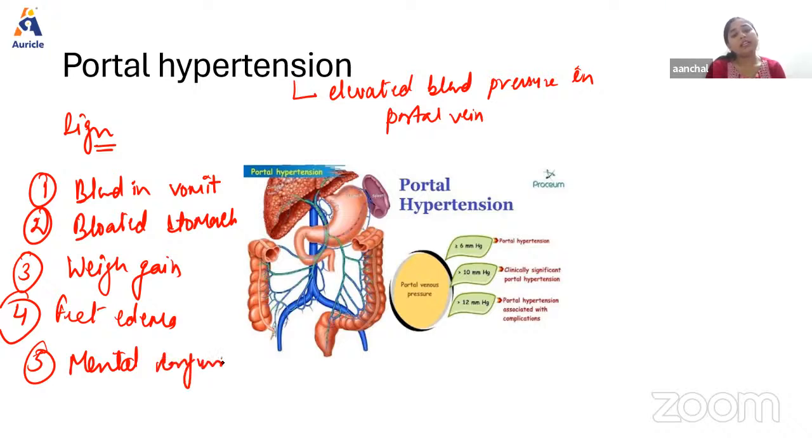Then any kind of complication can also occur due to portal hypertension. So conditions like ascites, GIT bleeding, hypersplenism, low blood oxygen, kidney failure, many complications can occur due to portal hypertension. But if we talk about the common cause of portal hypertension, cirrhosis of the liver is the very common one that leads to portal hypertension.